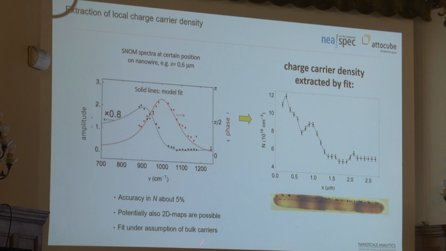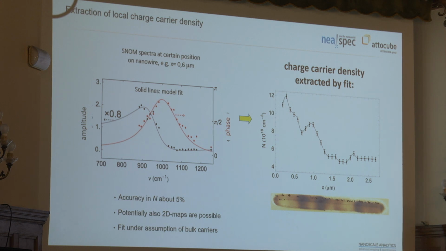And it's actually surprisingly accurate. This was done with a QCL laser, so the experiment is tricky, but still accuracy is on the order of 5%, so the error bar is quite small. But I must say that this depends also on how well your model fits the physics that's happening in your sample.